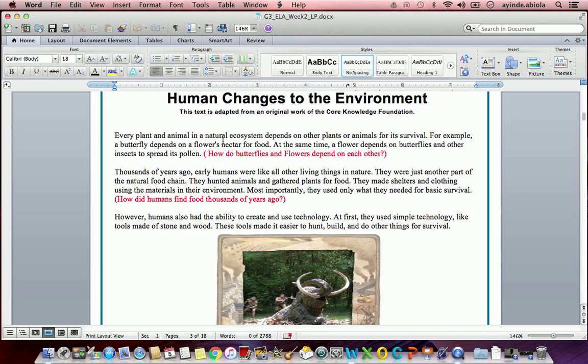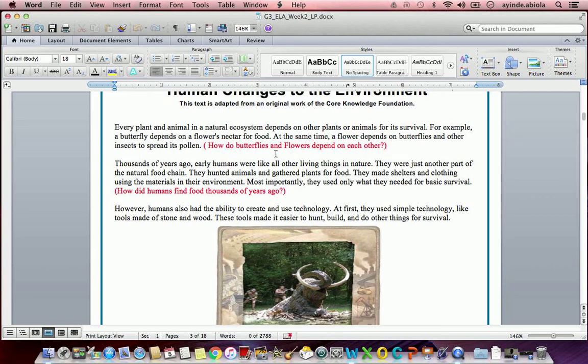Every plant and animal in a natural ecosystem depends on other plants and animals for its survival. For example, a butterfly depends on a flower's nectar for food. At the same time, a flower depends on butterflies and other insects to spread its pollen. My question here is, how do butterflies and flowers depend on each other? That's right, butterflies depend on the flowers for food, and flowers depend on butterflies to spread pollen, okay?